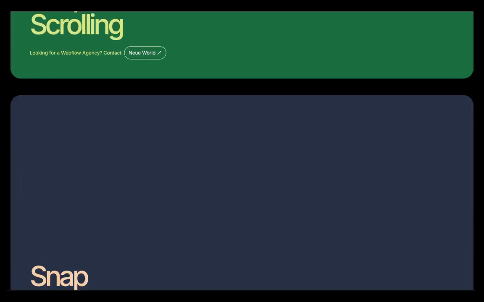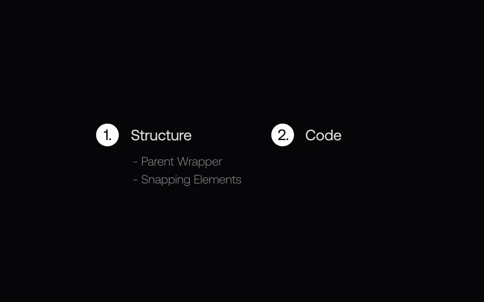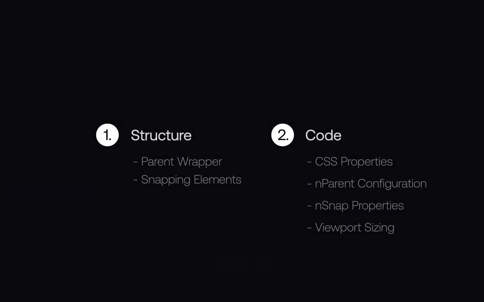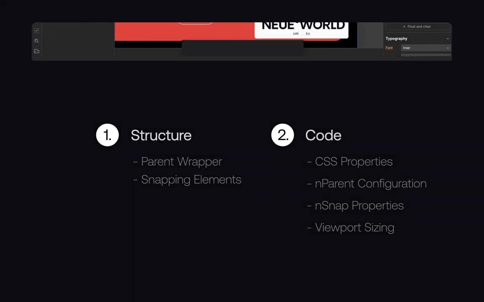In this video, I'm going to explain how to use our snap scrolling tool, something that looks like this, where as you scroll, you snap to the top of the next section. There are two parts. First, we will go through the structure and then we will go through the underlying code that helps bring in this effect.